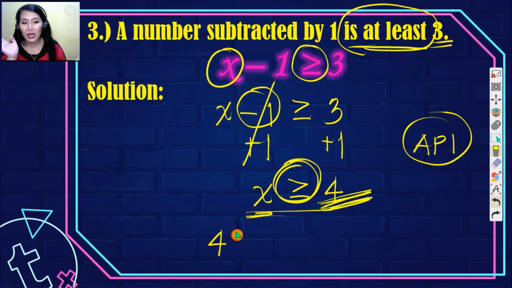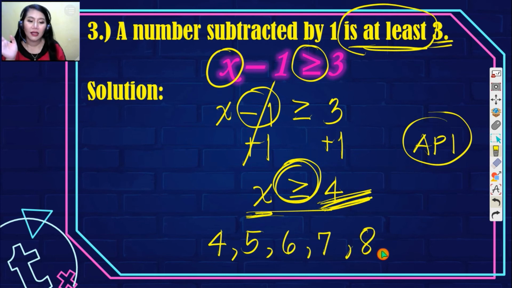Okay? So, pinakamababa si 4. Siyempre, isusunod natin si 5, 6, 7, 8, so on and so forth. Ellipsis, do not forget. And then, mag-brace tayo kasi madami pa tayong numbers na pwedeng isulat na mataas kay 4.